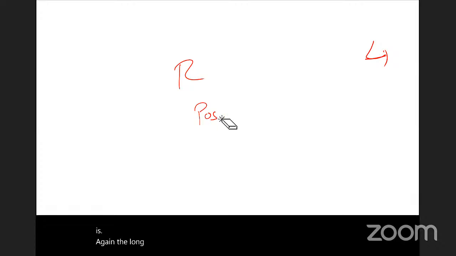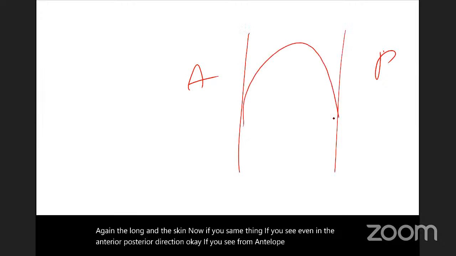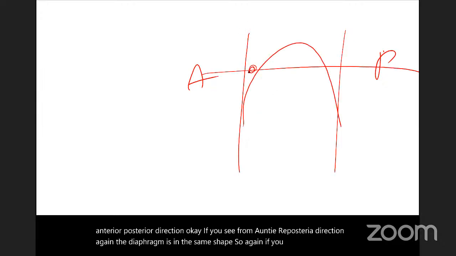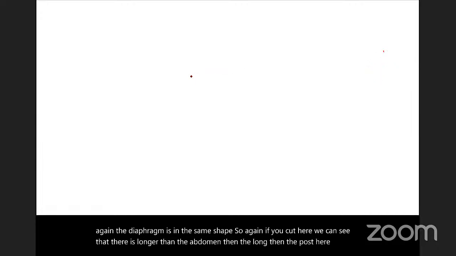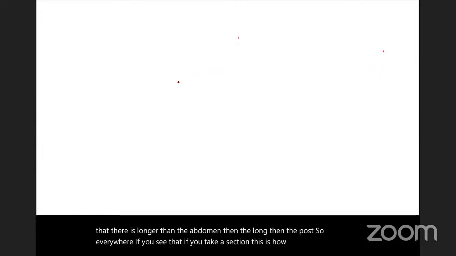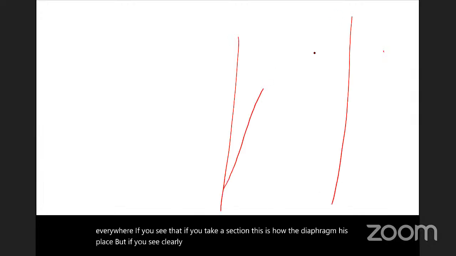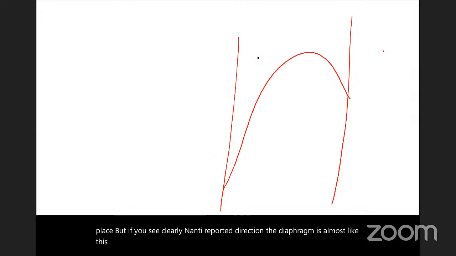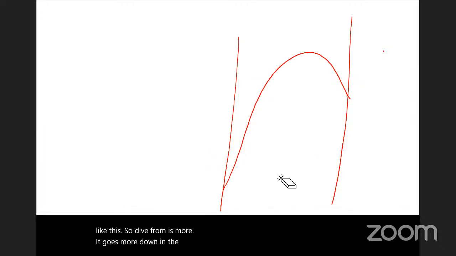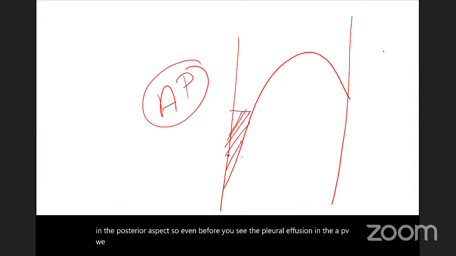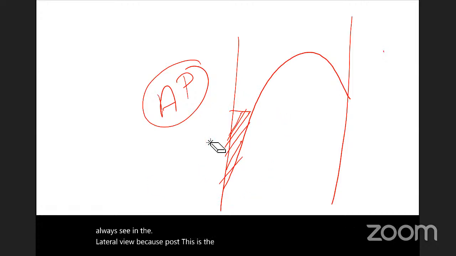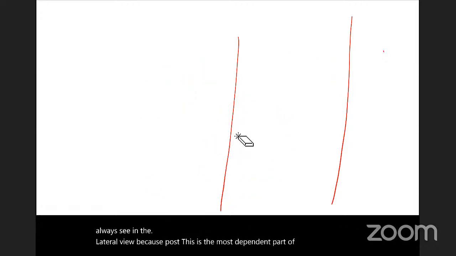Now the same thing, if you see in the anteroposterior direction, again the diaphragm is in the same shape. So again, if you cut here, we can see that there is lung here, then the abdomen, then the lung, then the posterior. So everywhere, if you take a section, this is how the diaphragm is placed. But if you see clearly in the anteroposterior direction, the diaphragm goes more down in the posterior aspect. Okay, so the diaphragm goes more down in the posterior aspect. So even before you see the pleural effusion in the AP view, we always see it in the lateral view, because posterior is the most dependent part of the diaphragm. Okay, most dependent part of the pleural space.